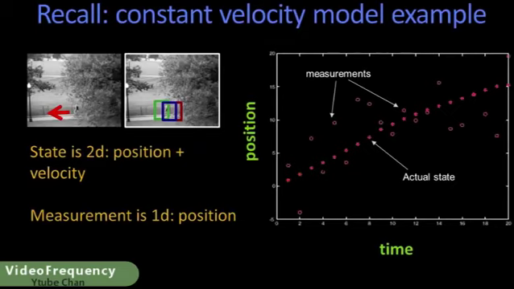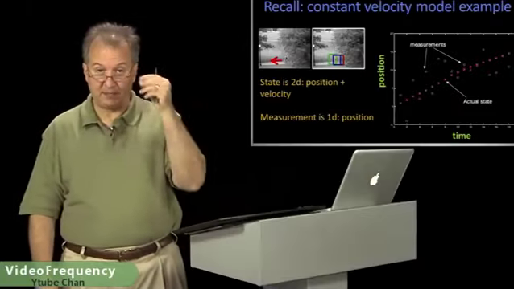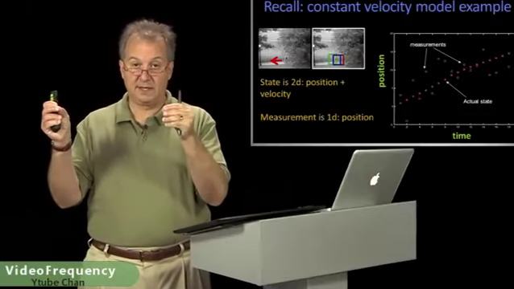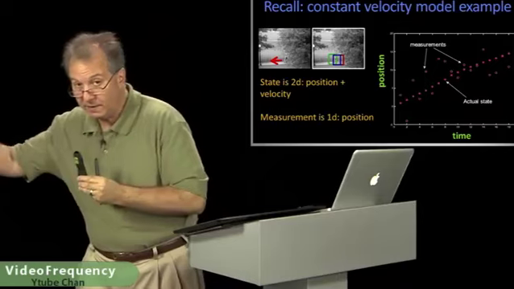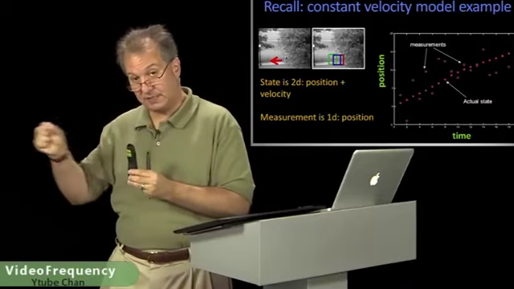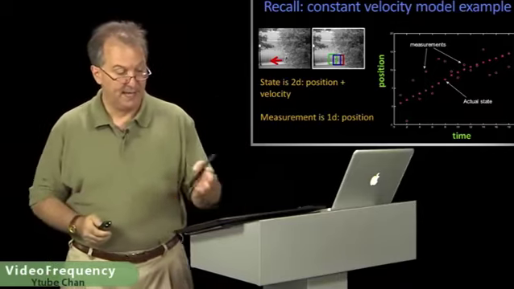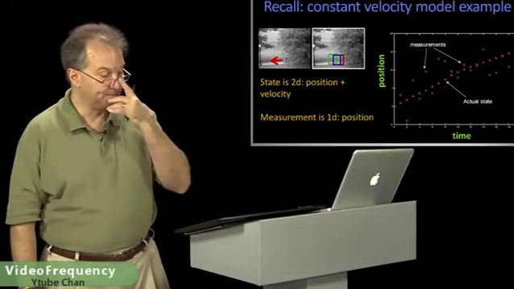And this is going to be a constant velocity model. And what we mean by that is we assume that the velocity is constant except a little bit of noise. So the state is two-dimensional. It's the position and the velocity, right? So I'm moving in one dimension, but my state is two-dimensional because it's the position and the velocity. And now we're going to take a look at this graph, all right?